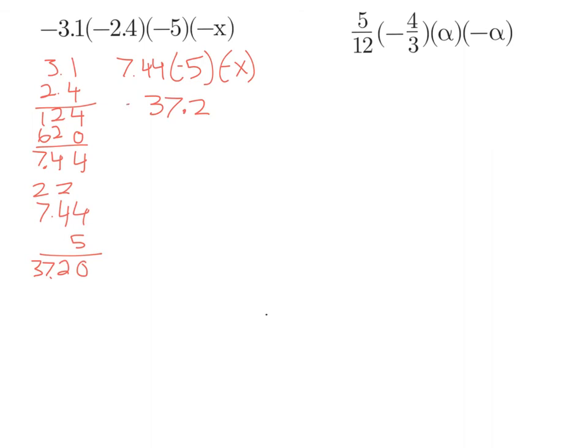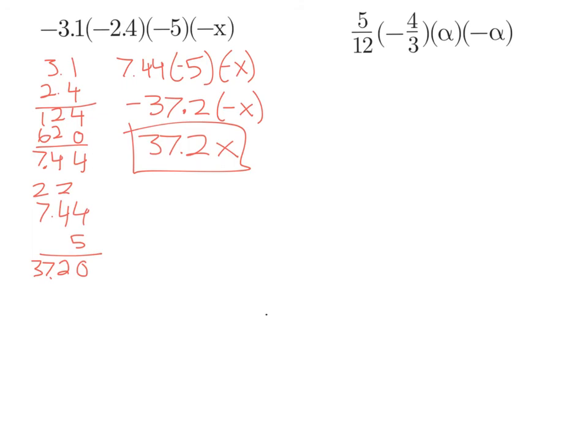And we said that was going to be negative, right? So negative 37.2 times negative x. Now, I'm looking at this here. I have a negative times a negative. I know my product is going to be positive, but I don't have anything to multiply by this. I don't have any more numbers. So I'm going to write my product as 37.2x. And there's my answer. And that's as simple as it's going to get.